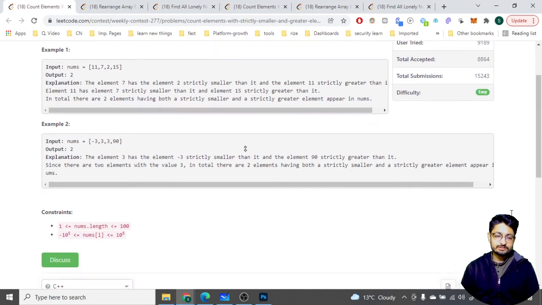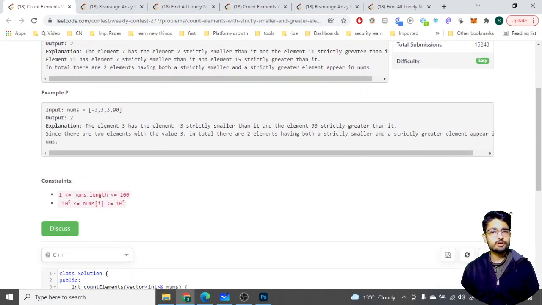Now because the constraints are pretty small, as you can see, what you can easily do is that, because you have to just find it out, you can just take every number and find out that there's a number that is strictly smaller and strictly greater than that.